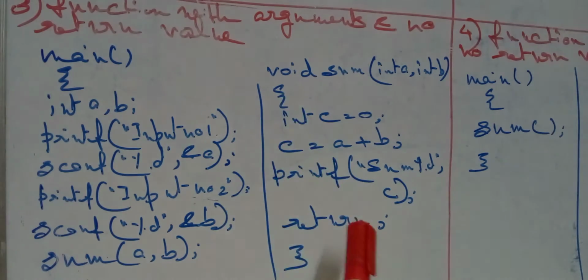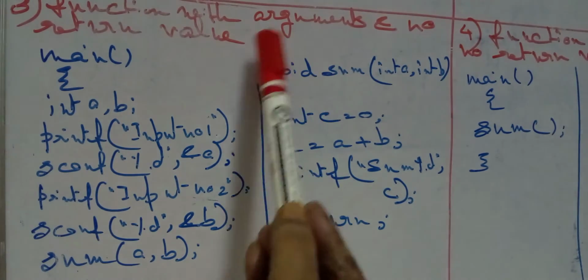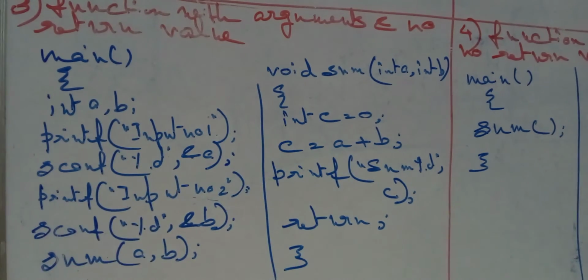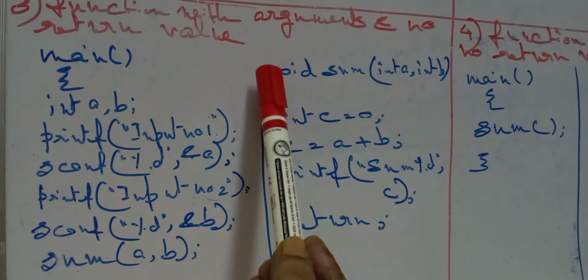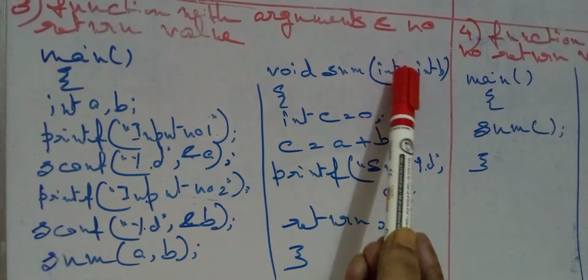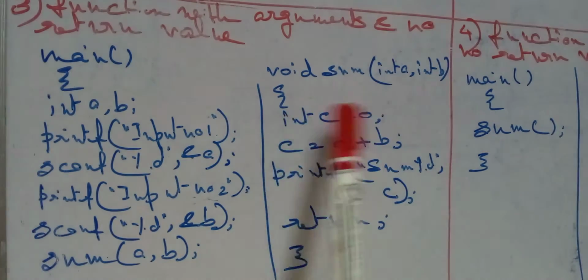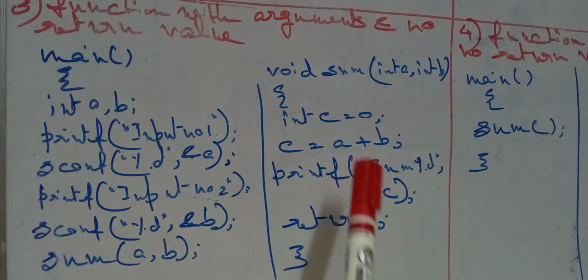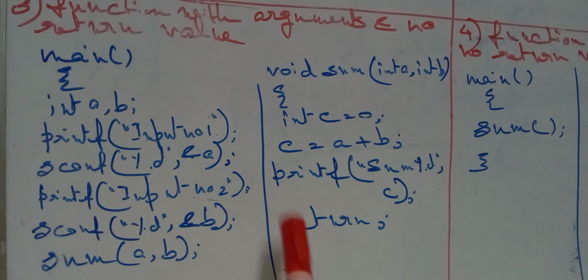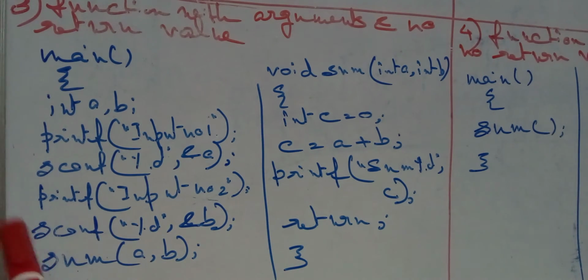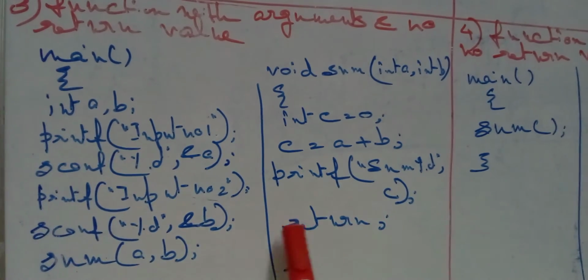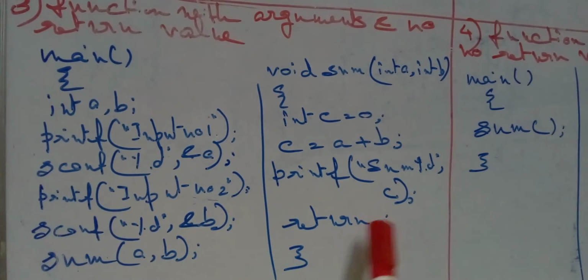Whenever a function doesn't return any value, that return type is called void. This function is not returning any value, so I have to write void here, and arguments a and b. I have taken another variable c is equal to a plus b and the sum is printed here. No value is returned from this function to the main function, but control should be back to the main function from where it is called. So I have to write an empty return, just return.